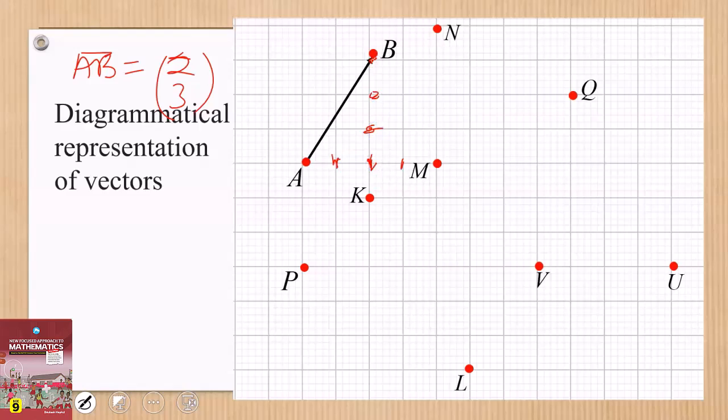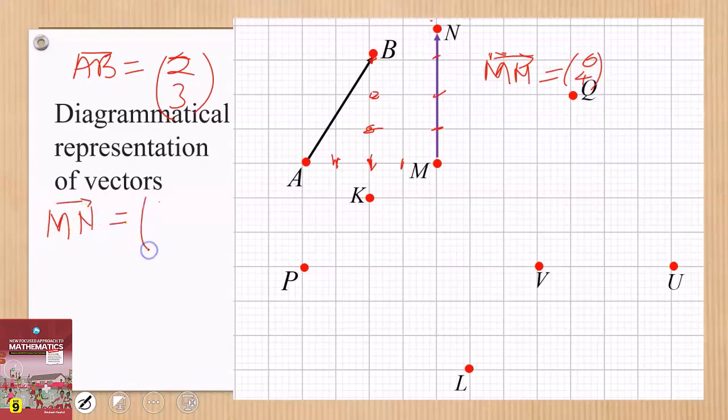Now let's see the vector that will link M to N. That is vector MN, starting from M to N. There is no movement on the x-axis, so on the x-axis we have 0. Then we move 1, 2, 3, 4 on the y-axis. So MN is (0, 4).